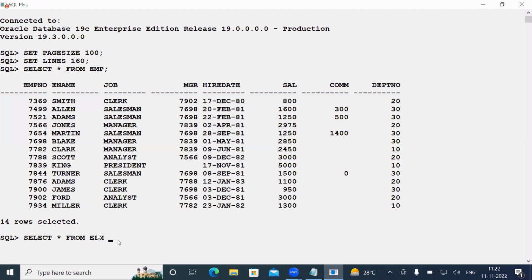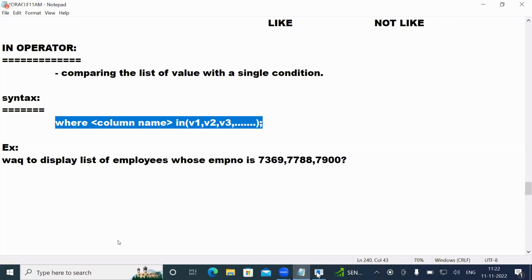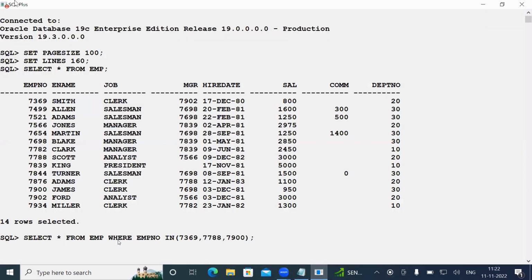Select star from EMP where employee number in the list of values. You can pass 7369, 7788 and 7900. Now these are the list of values. After passing this list of values, how is it comparing? Your EMP number column will be compared one by one.